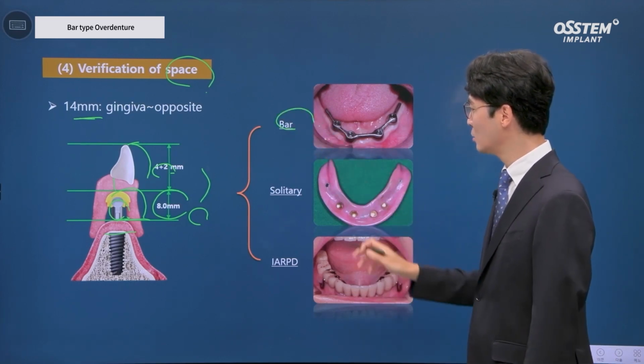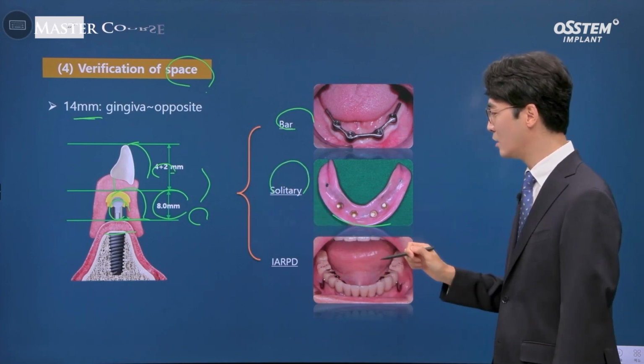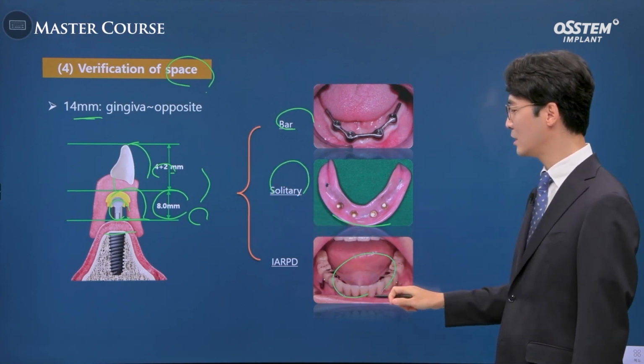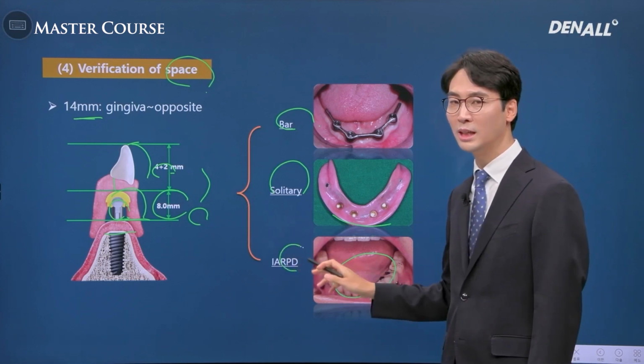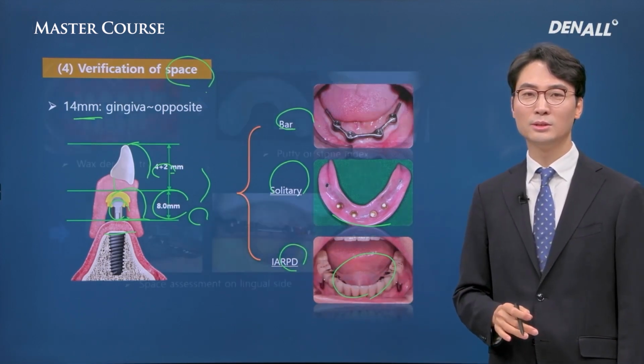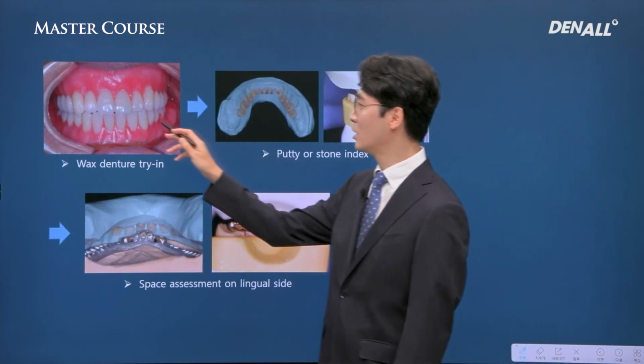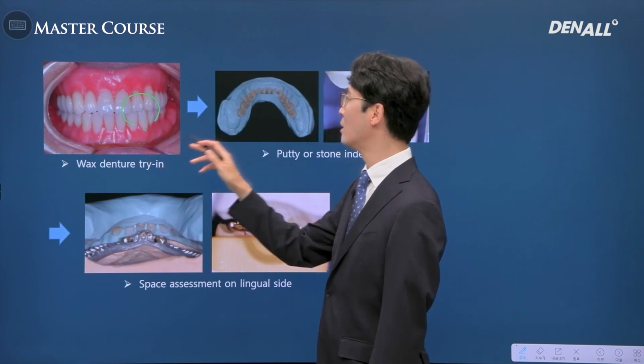Depending on the amount of space, we need to choose whether we're going to use bar overdenture or use multiple implants to provide solitary type overdenture, or we can also utilize IARPD, where fixed implant prosthesis is delivered in the anterior area and partial denture is used. We need to think of the available space.